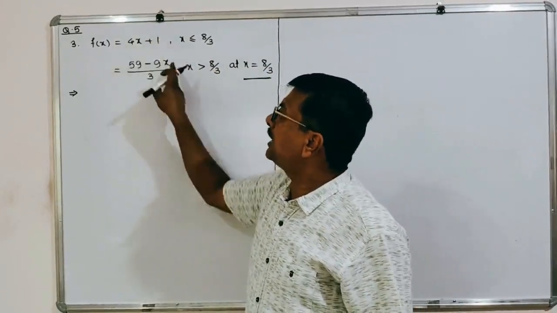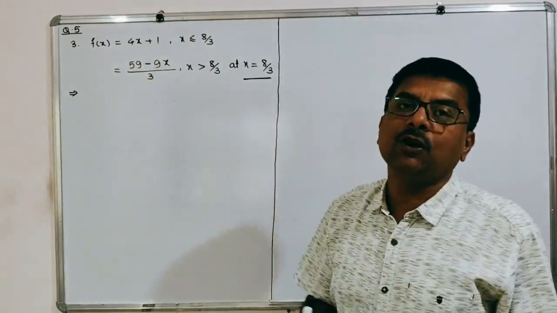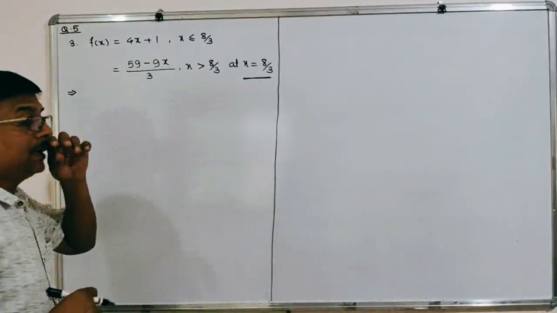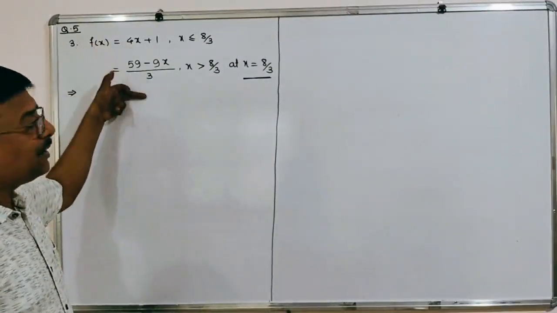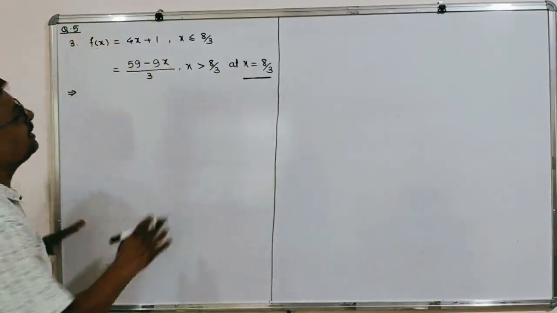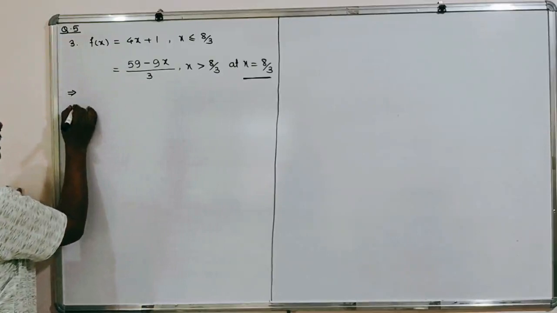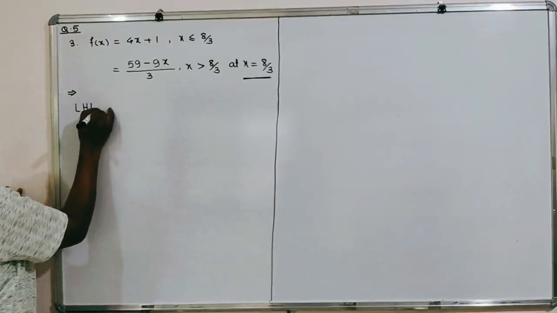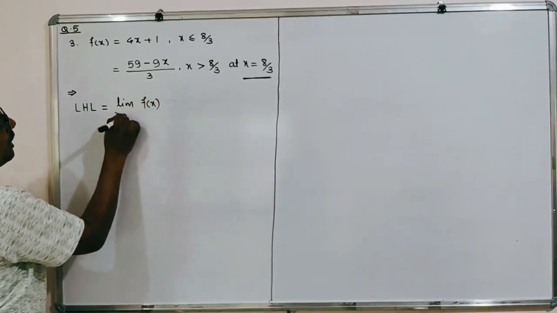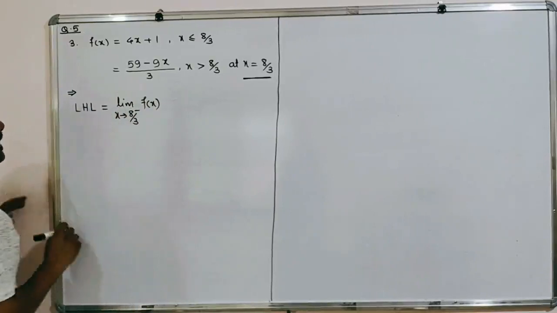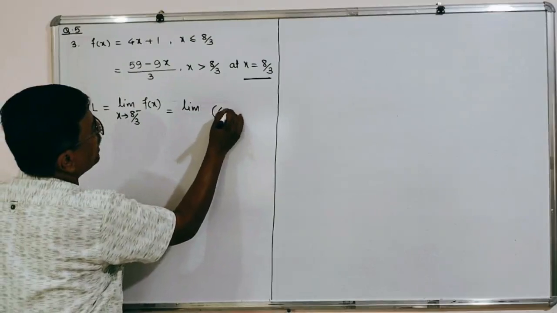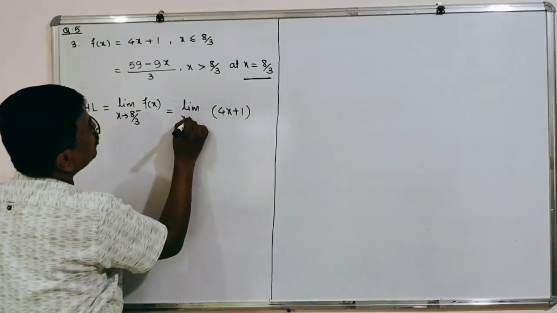अगर हम ठीक से ऑब्जर्व करेंगे तो दोनों फंक्शन ये पॉलिनोमियल फंक्शन है. पॉलिनोमियल फंक्शन तो हमेशा कंटिन्यूअस होता है, लेकिन यहाँ पे दोनों फंक्शन अलग अलग दिए हुए हैं और जो पॉइंट के लिए हमें डिस्कस करना है उसके लेस देन और ग्रेटर देन के लिए सेपरेट है. तो हम यहाँ पे LHL और RHL निकालेंगे. LHL निकालेंगे तो लिमिट ऑफ f of x as x tends to 8/3 माइनस, और 8/3 माइनस के लिए ये फंक्शन है लिमिट ऑफ 4x plus 1 as x tends to 8/3 माइनस.